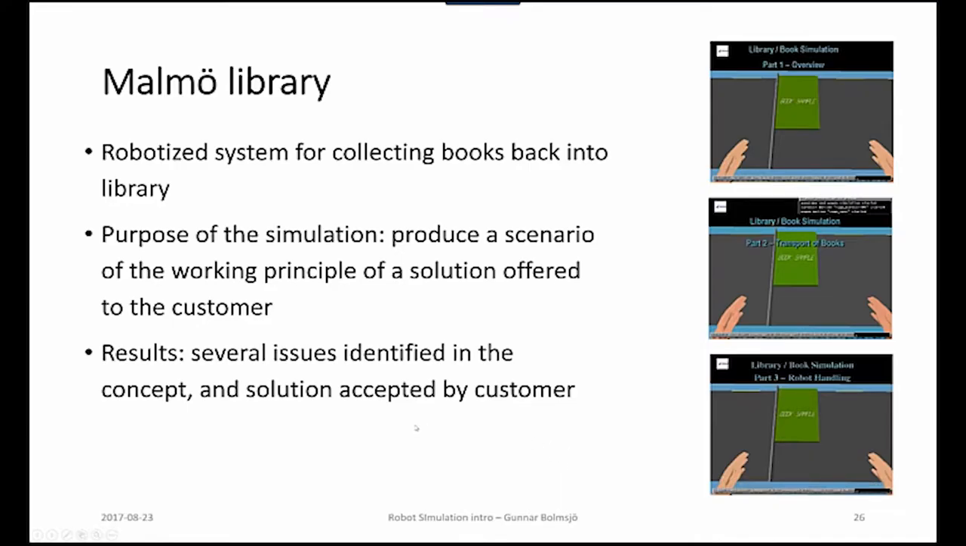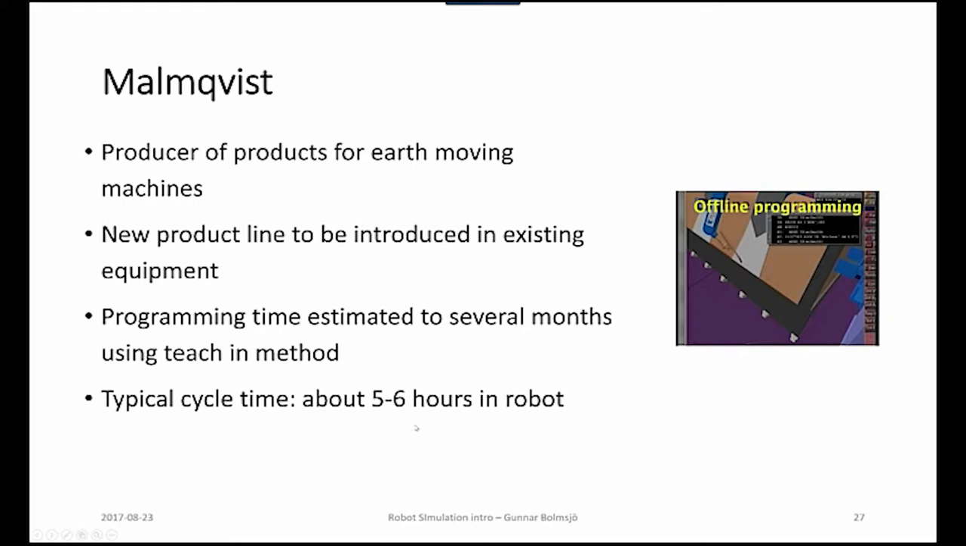Malmquist is a producer of products for earth moving machines, and a new product line was to be introduced in existing equipment, which was a robotic arc welding system with a one axis positioner. The programming time was estimated at several months using teaching methods, and there were a lot of new products, so it was quite a complex issue. And the typical cycle time was about 5 to 6 hours of welding in the robot cell for this kind of bucket for the earth moving machines.